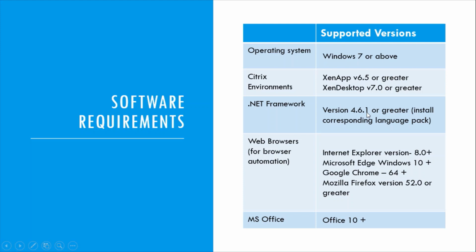And also if your operating system language is not English, then you should have the corresponding language pack. Okay, so web browser, for browser automations, for each browser there are some specific requirements, like IE 8.0, something like that. So all the browsers have version requirements. For MS Office, Office should be at least 10 or above version. So that's all for hardware and software requirements.